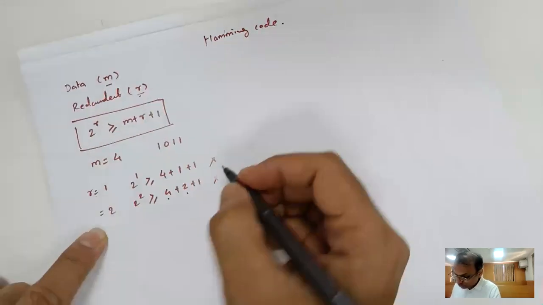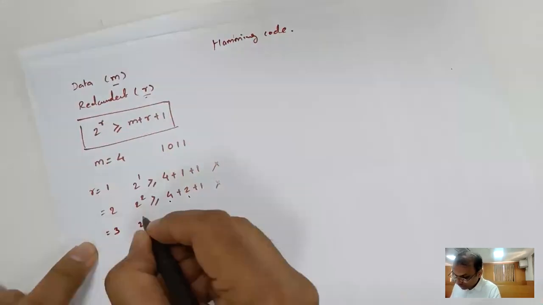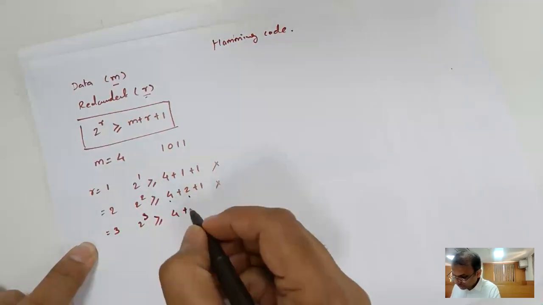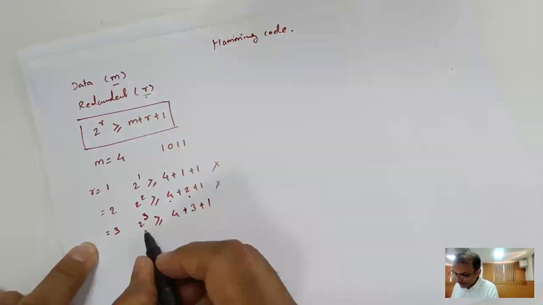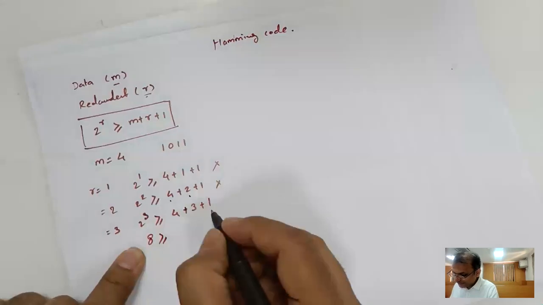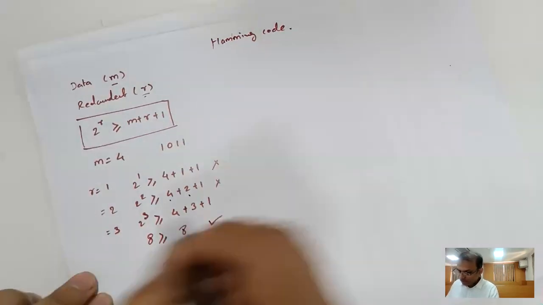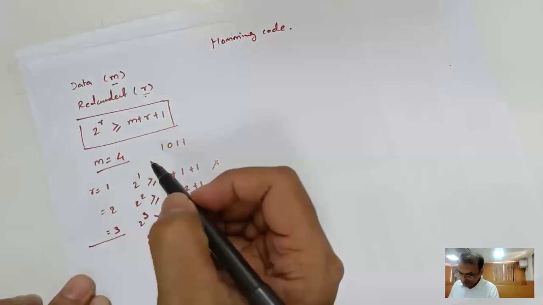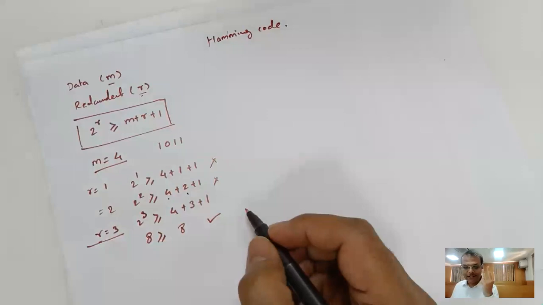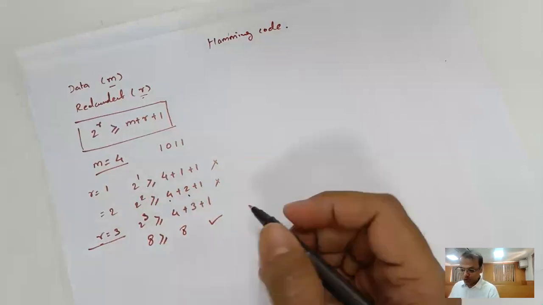So with r equal to 3, let's say 2 raised to 3 is equal to 4 plus r, r is 3, plus 1. So 2 raised to 3 is 8. It is greater than or equal to 8. So this satisfies. So for number of 4 bits, r has to be 3. So you have to add 3 redundant bits to your original data.